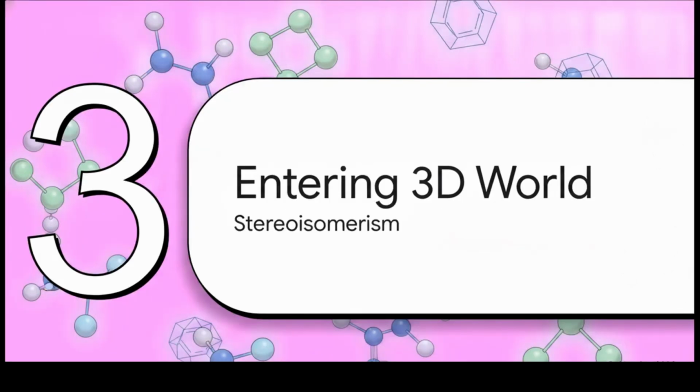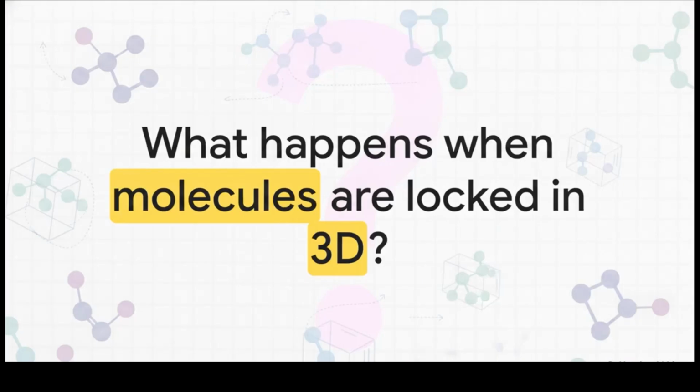All right, Section 3, entering the 3D world. So we know structural isomers differ in their 2D connectivity, right? But let's step away from those flat structures for a second. What happens when the structural formula is exactly the same, meaning the atoms are connected in the exact same order, but their spatial arrangement in 3D changes? How does a molecule act when its 3-dimensional geography is physically locked into place?